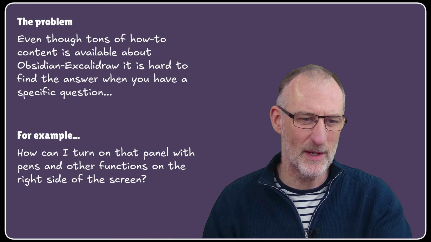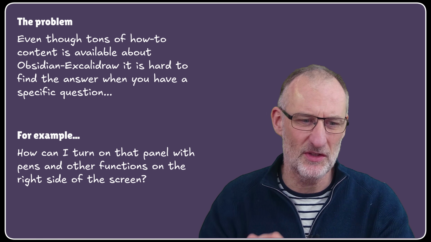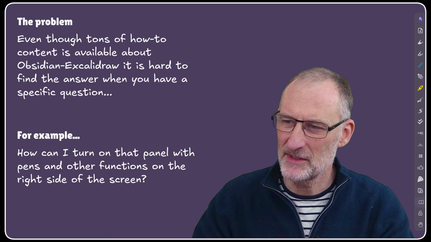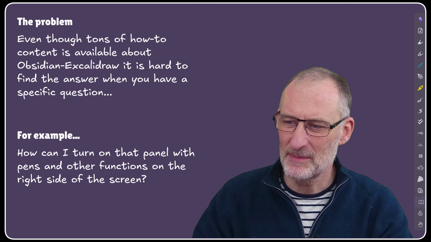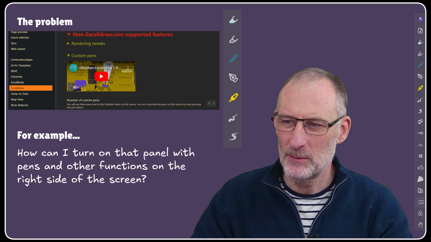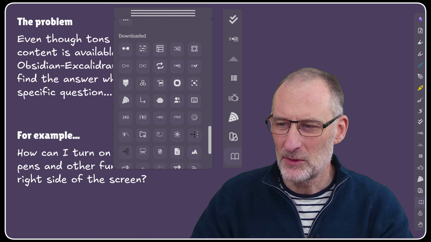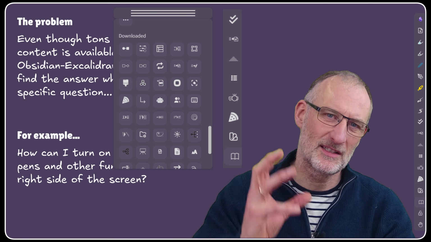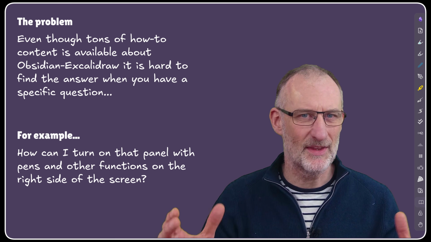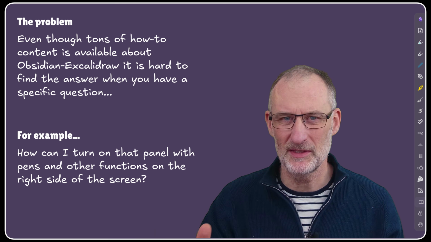Here's a typical question. How can I turn on that panel with pens and other functions on the right side of the screen? Of course, the person is referring to this panel right here, and you need to enable custom pens in plugin settings, and you need to long click on scripts in the Obsidian tools panel to pin them here, and then you have the right hand side panel, which is super handy. I use it a lot.